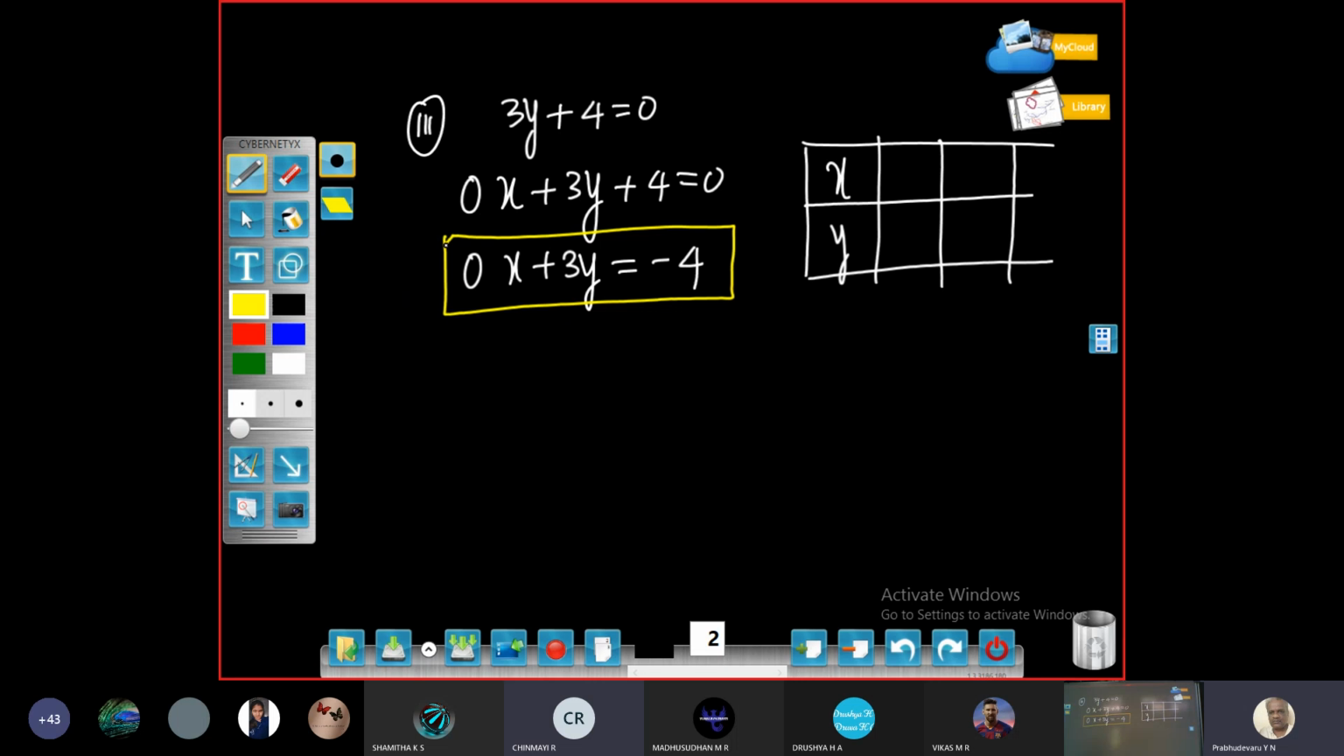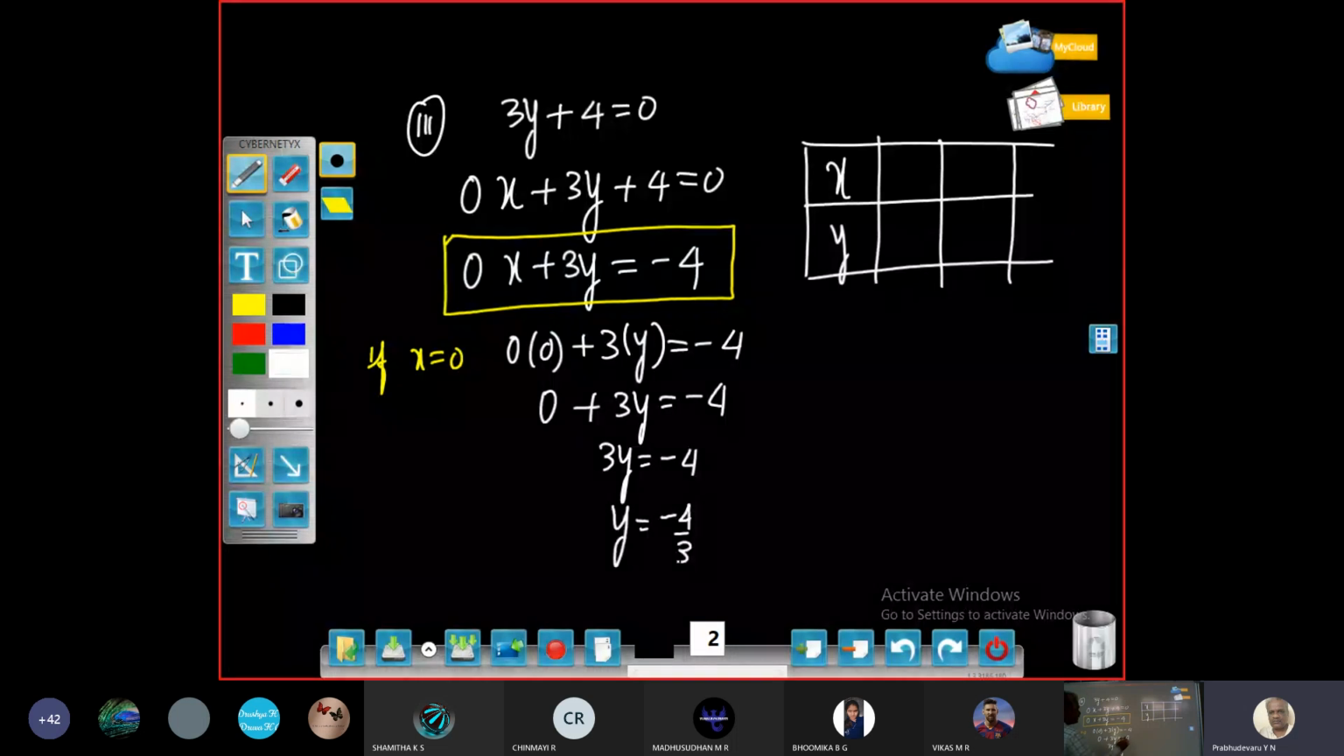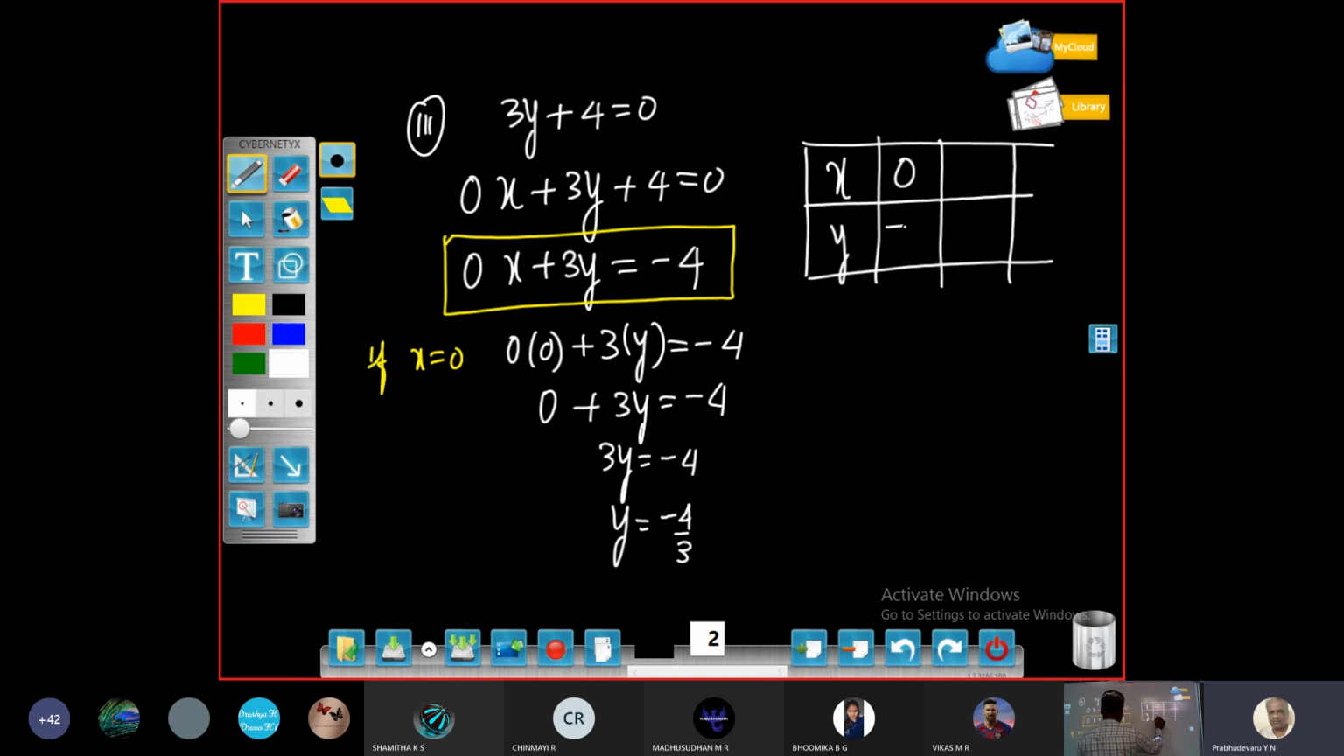Sir, x is equal to 0 and y is equal to minus 4 by 3. So if x is equal to 0, then this equation becomes 0 into 0 plus 3 into y is equal to minus 4. 0 plus 3y is equal to minus 4. 3y is equal to minus 4. y is equal to minus 4 by 3. So you got x is equal to 0, y is equal to minus 4 by 3. Now tell me another one.